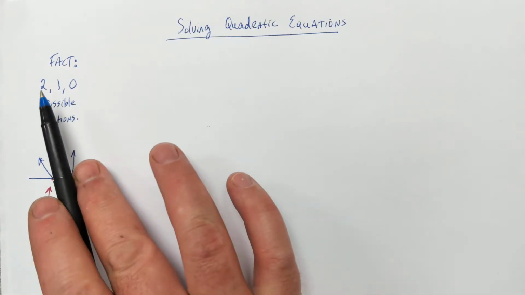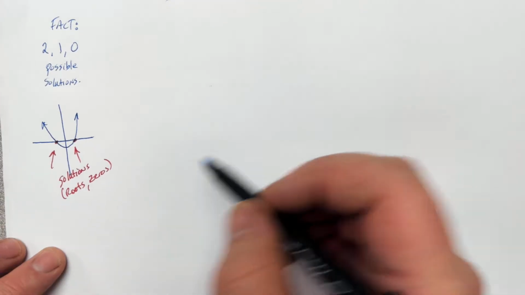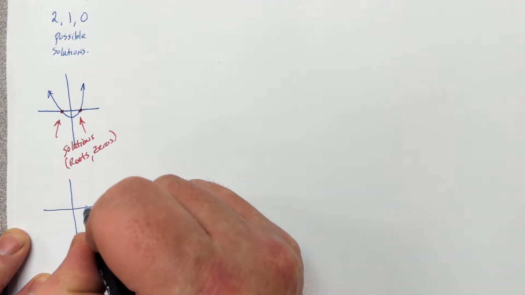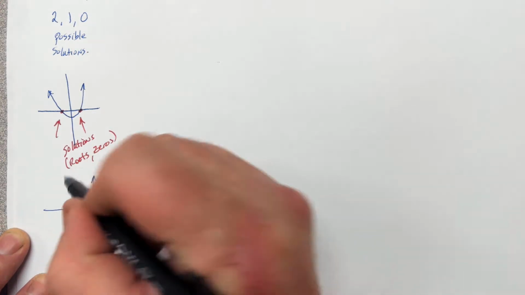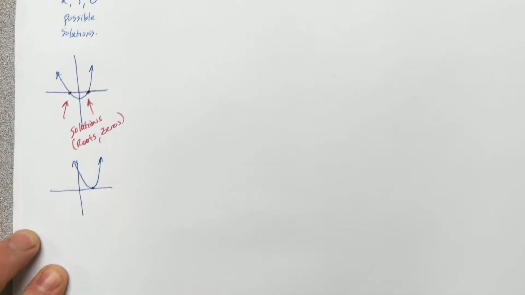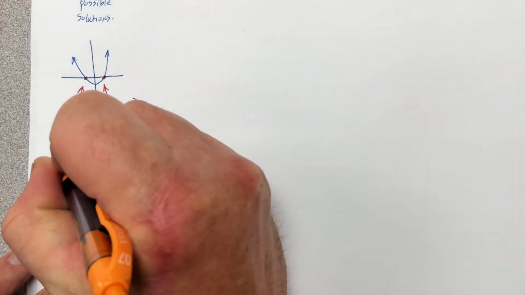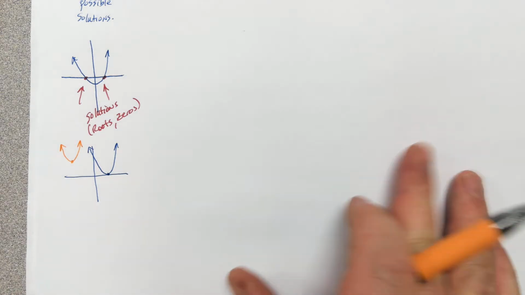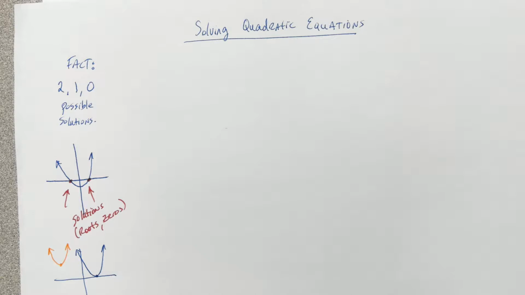So you could have 2, 1, or 0 solutions, because you could have 2, which would look kind of like that. Or you could have one solution, and it would look like this. It would just barely touch the x-axis. That's one solution. Or you could have no solutions. I'm going to do it on the same graph, in orange. No solutions would look like something like this, where it doesn't cross the x-axis at all. So those are possible situations you're going to run into.